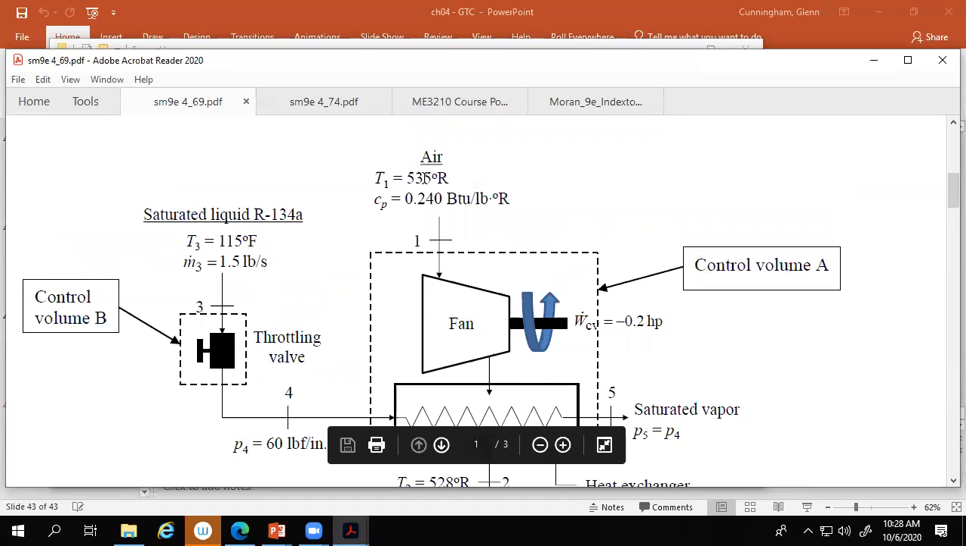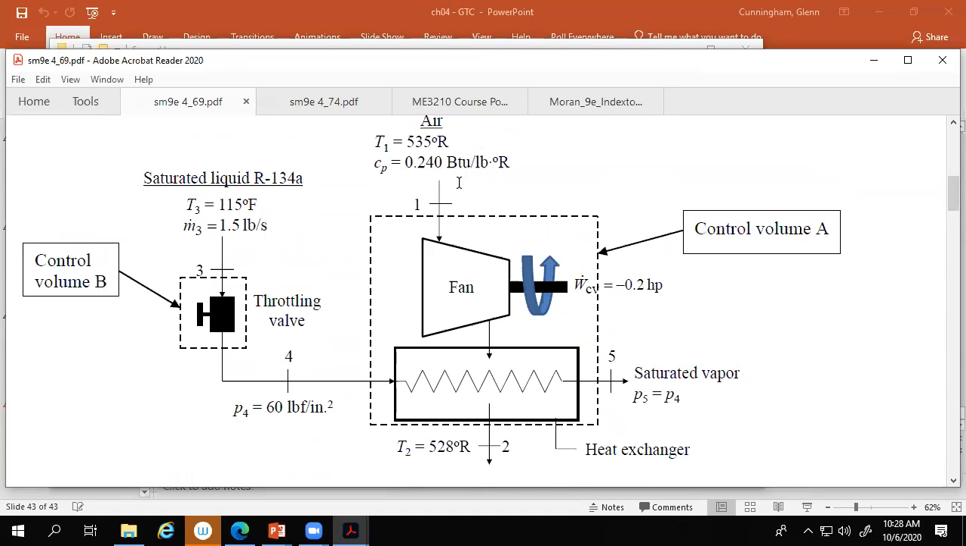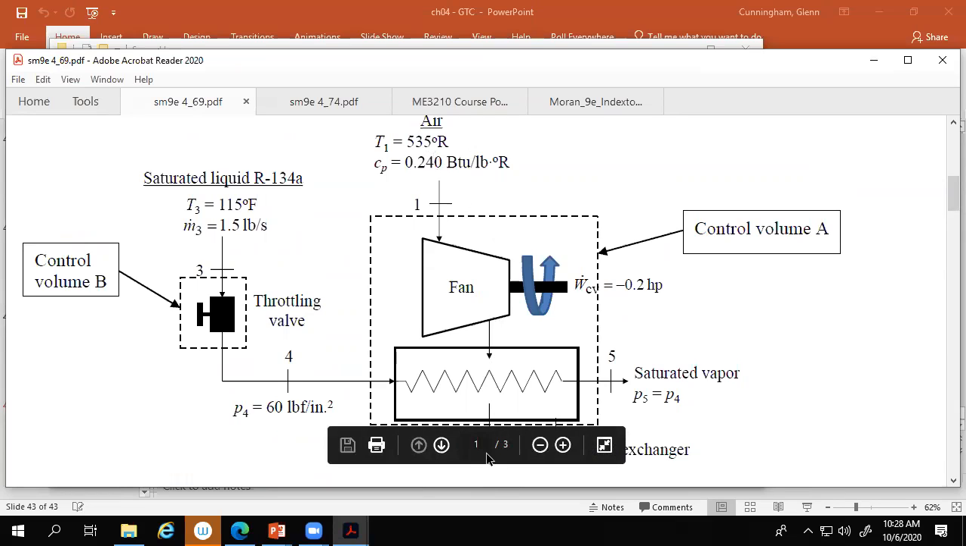So we got what? 535 Rankine, I don't know, 460, was it 475 Fahrenheit? So that's like room air, return air. And we're dropping it, what is that? We're dropping it about 10 degrees, something like that, across the coil, looks like.